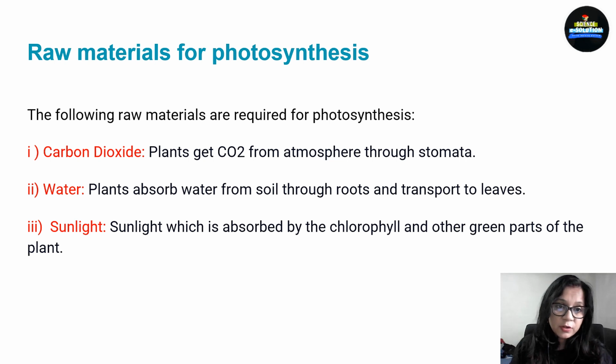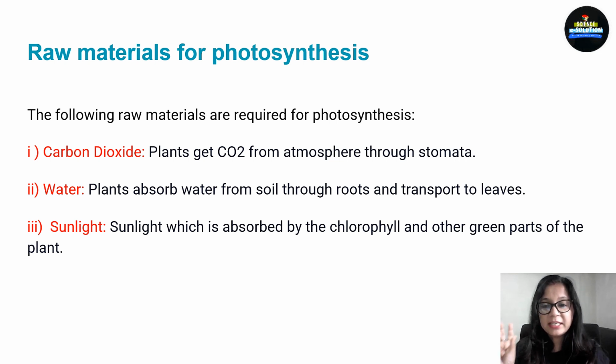Raw materials for photosynthesis. The following raw materials are required for photosynthesis. The main one is carbon dioxide. The plant should obtain carbon dioxide. From where will it obtain the carbon dioxide? From the atmosphere, through the stomatal pores. There are small pores present on the leaf surface through which exchange of gases takes place.